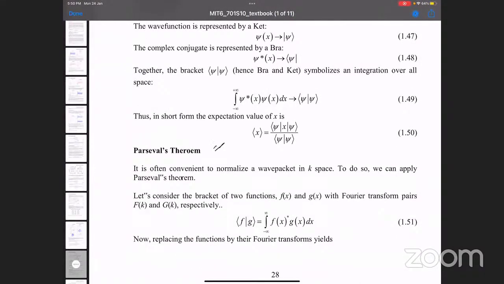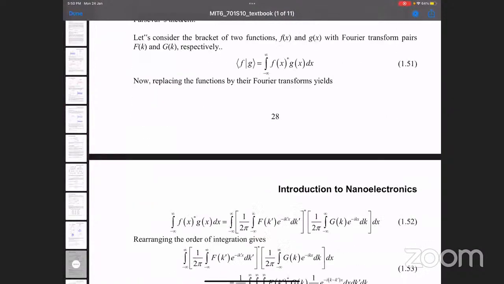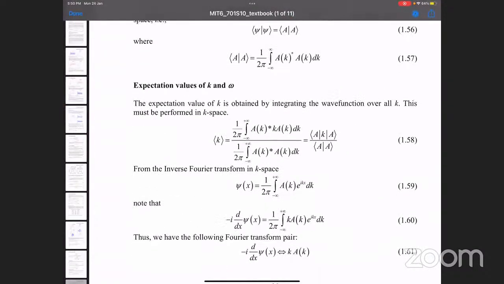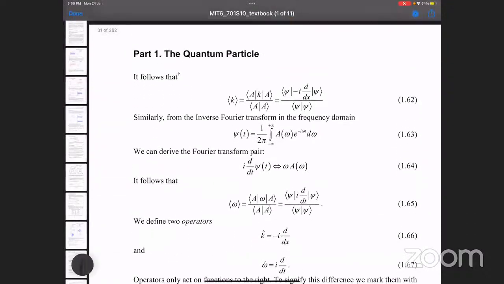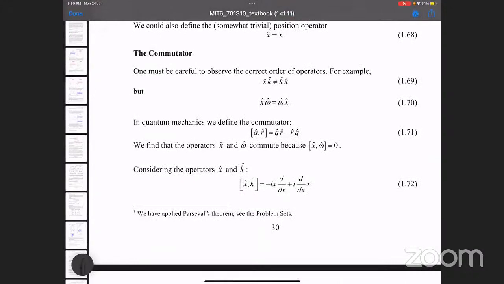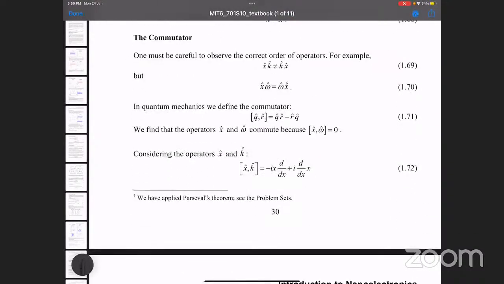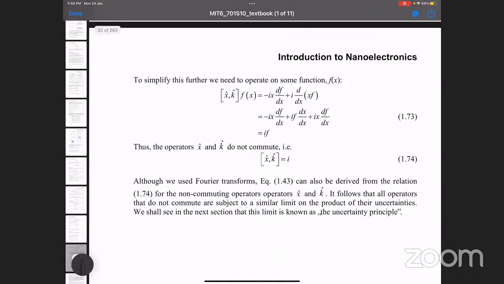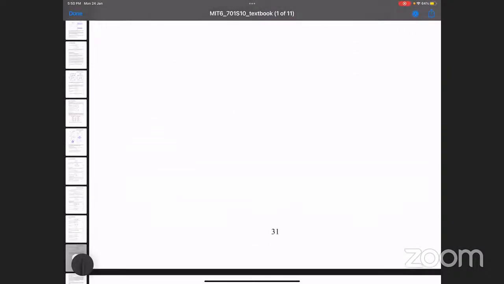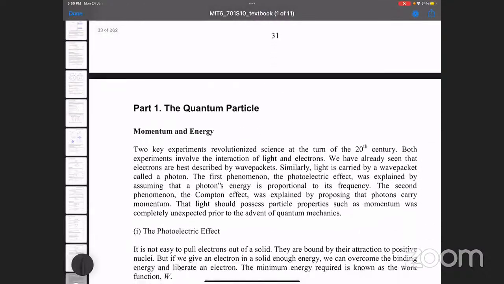Then we have Parseval's theorem. It helps you to normalize the wave function. I'll not deal with this. We don't really need it at all, so I'll leave it. I'll also not talk about what a commutator is and so on. It's really a little bit more into the mathematics of quantum mechanics. We don't really need that, right? So we'll eliminate that.